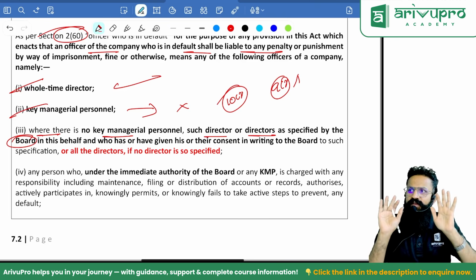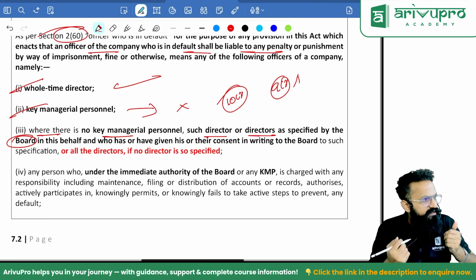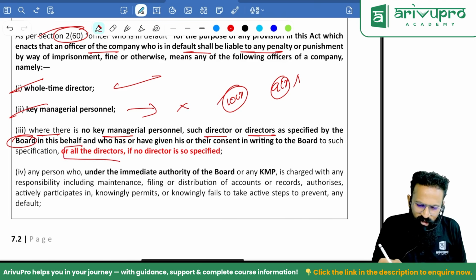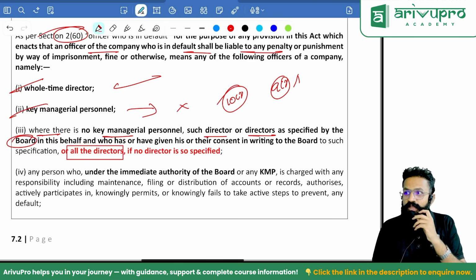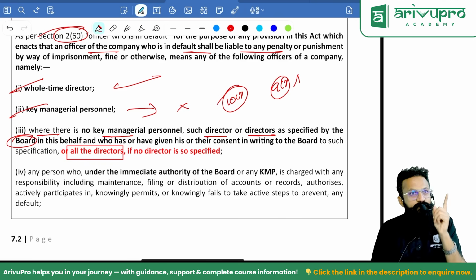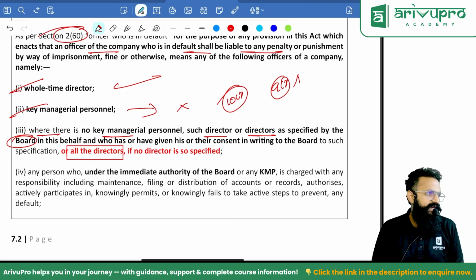Sir, what if we have not nominated any director? Aha. If at all you are doing that, then I will make sure all of you regret it. All the directors will be liable if no specific director is specified.